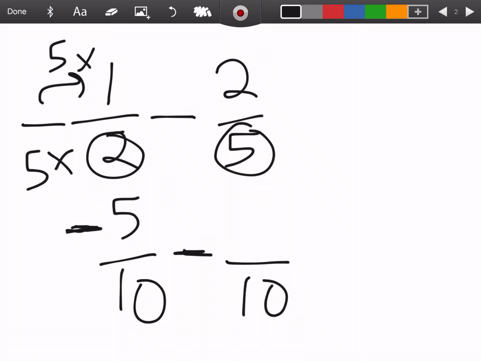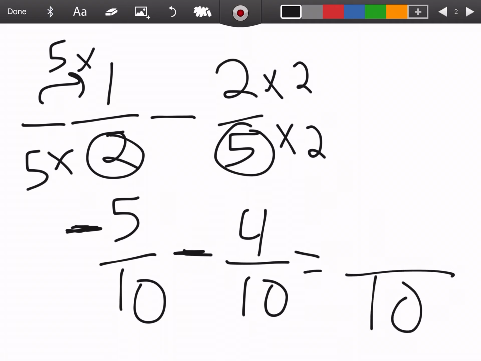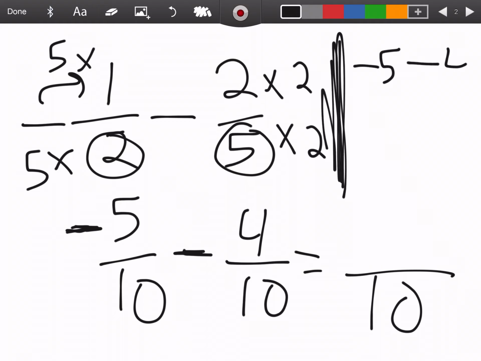All right. How do I make the 5 become 10? I times it by 2. I do the same thing to the top. All right. And so this becomes -5 minus 4. So remember, the denominators always stay the same. I'm going to use this space again over here. And so on the top, I have -5 minus 4.